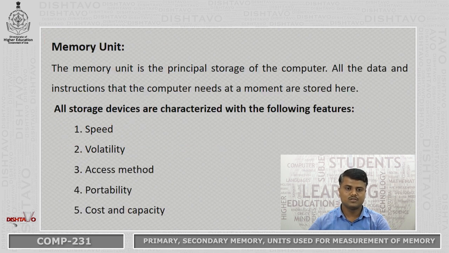So the memory unit is the principal storage of a computer. We can store the data there. All the data and instructions that the computer needs at a moment are stored in this memory unit. Here, all storage devices are characterized with the following features: speed, we can perform the operations at higher or lower speed; volatility, access method, portability, and cost and capacity. Our memory should be less costly and have more capacity. That is the best memory.